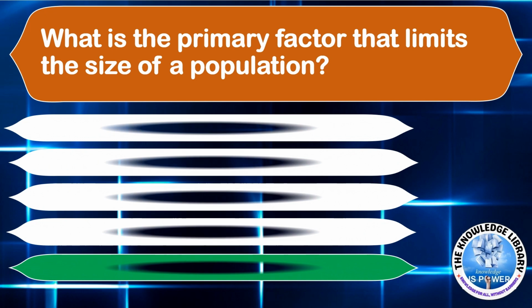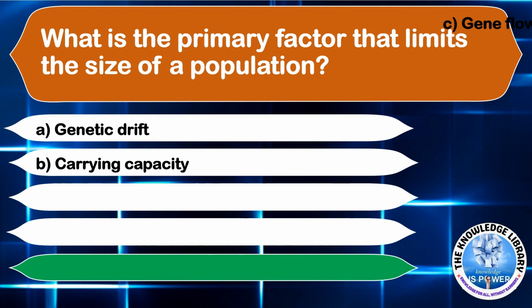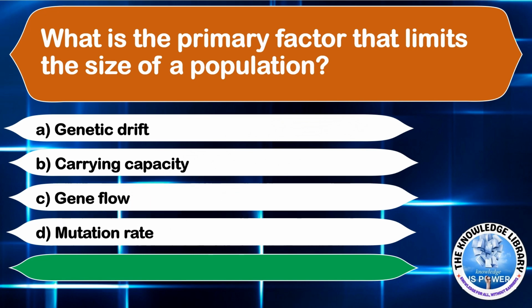The next question is, what is the primary factor that limits the size of a population? Option A, genetic drift. Option B, carrying capacity. Option C, gene flow. Option D, mutation rate. Answer is option B, carrying capacity.